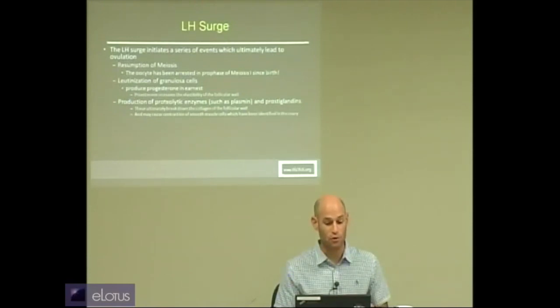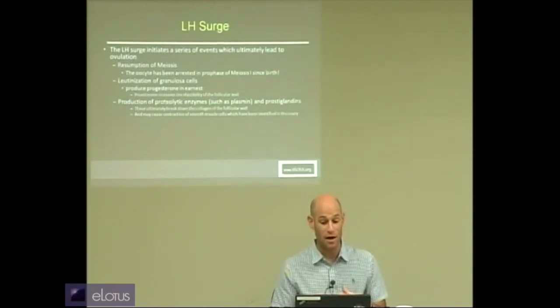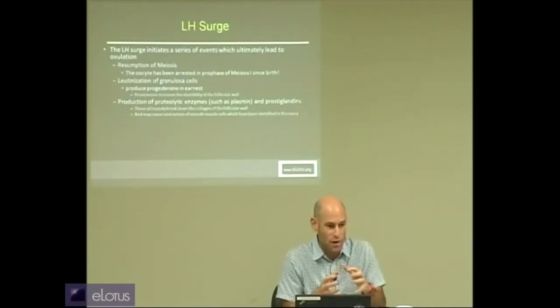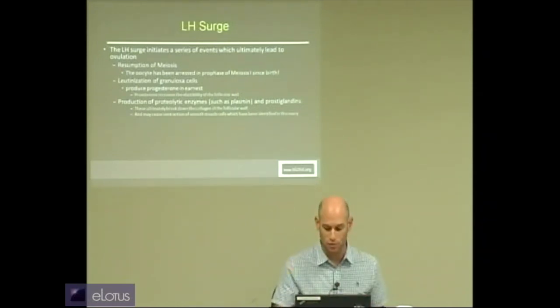And this also produces a certain amount of elasticity of that follicular wall so that it can break open. It also causes production of proteolytic enzymes and prostaglandins. And these are what ultimately break down the wall of that follicle and cause it to break open and ovulation to occur.